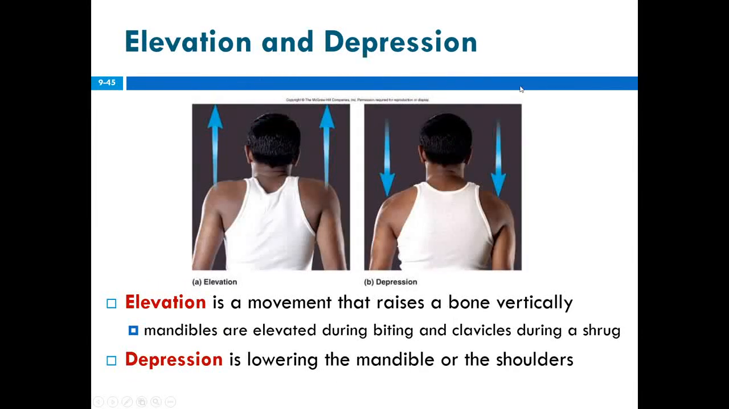Then elevation and depression. Elevation is the movement that raises a bone vertically. That means when you move your bones upward, that is called the elevation. For example, mandibles are elevated during biting and clavicles during a shrug. We can see over here that the person is shrugging. That means elevating his shoulder along with the clavicle.